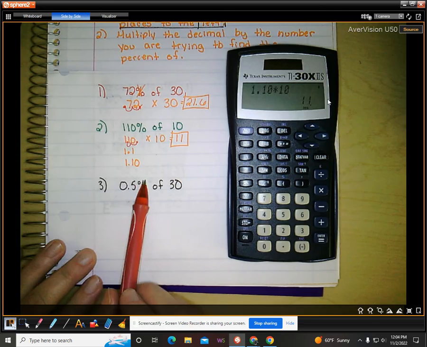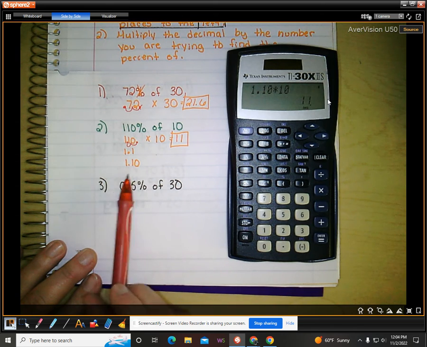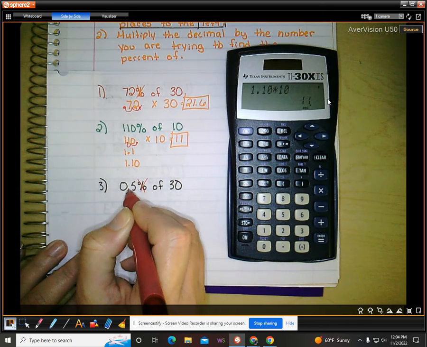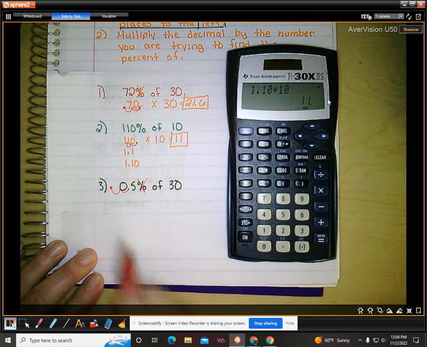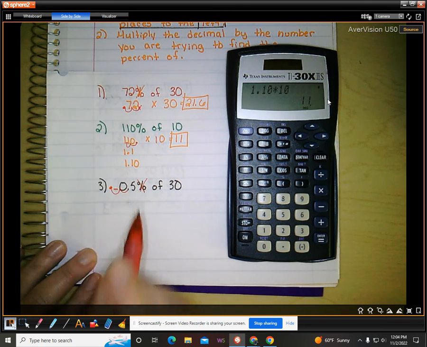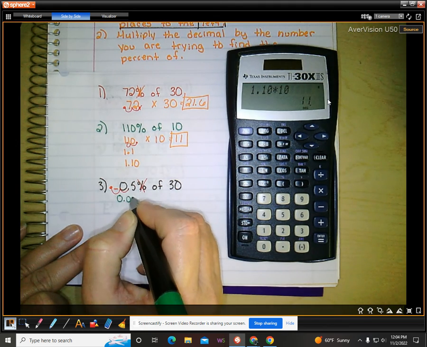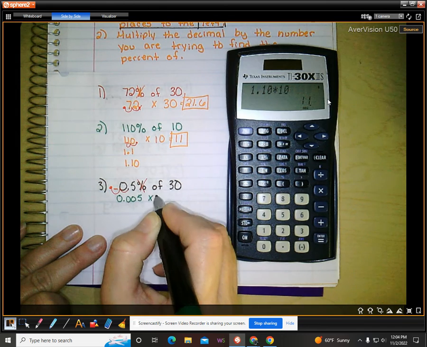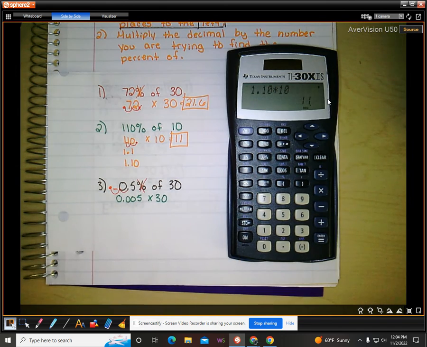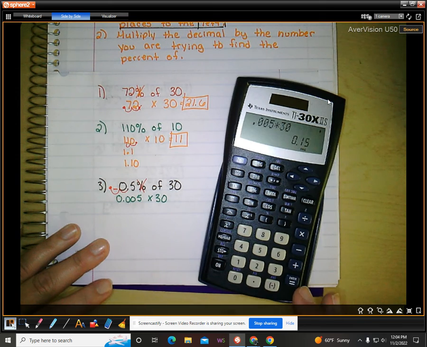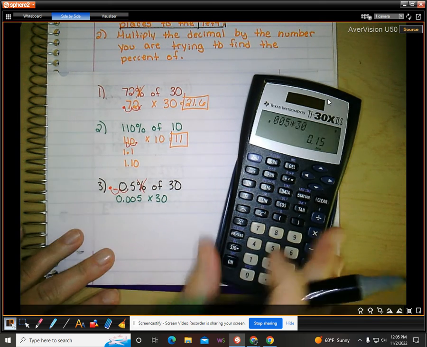Okay? Now with this one, we know where the decimal point is right now because there's a 1 in the number. You still have to move that decimal point back 2 places. Even if the percent has a decimal in it, you have to move the decimal point back 2 places. So we would end up taking 0.005 times 30. And we should get a number very far away from 30. And you get 0.15, 15 hundredths.